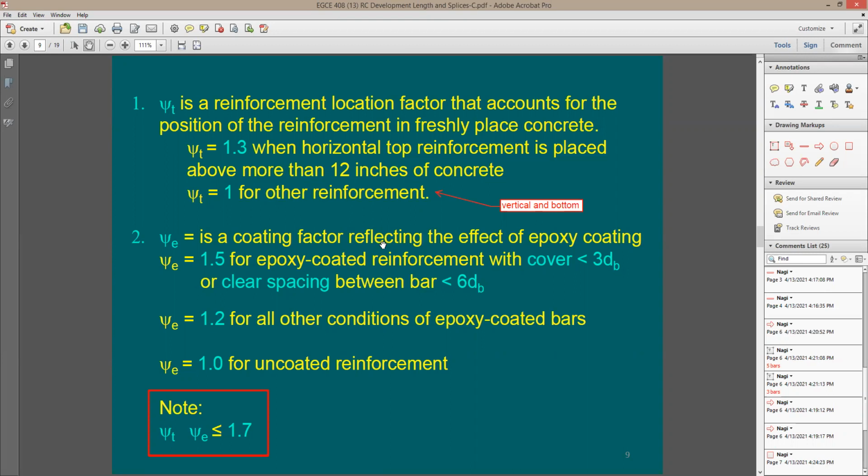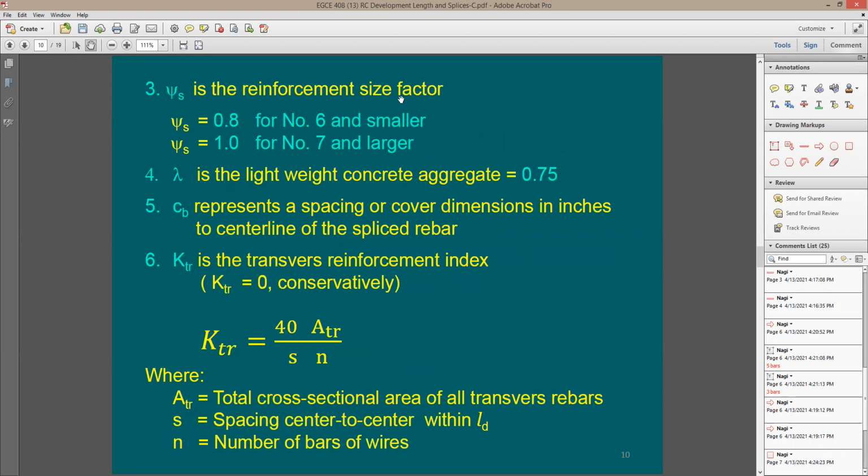Any idea? 1.7. Exactly correct. Thank you. Meaning once the product of these two values goes above 1.7, just use 1.7. This is correct, Eddie. Thank you. How about the size? We talked about the size of the rebar.